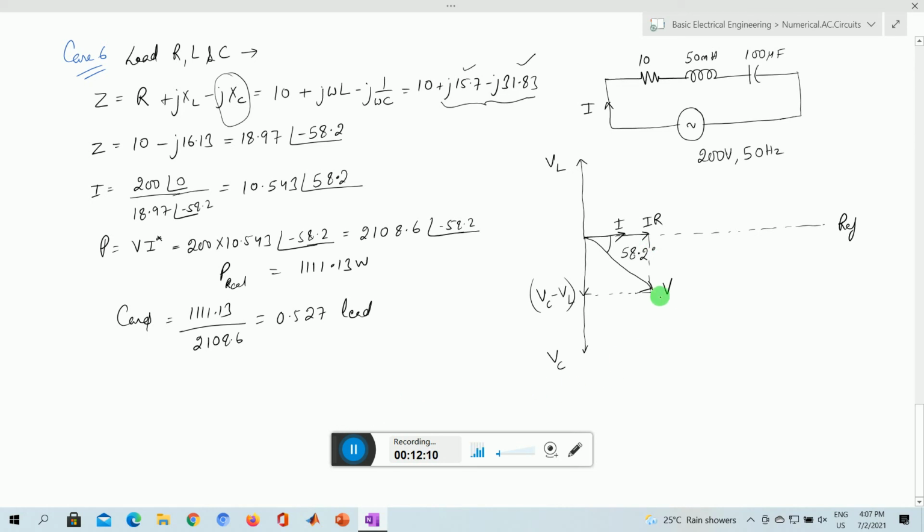Now if somebody says that the voltage is the reference, then the current is leading with reference to the voltage like this, but he has to start from the current.